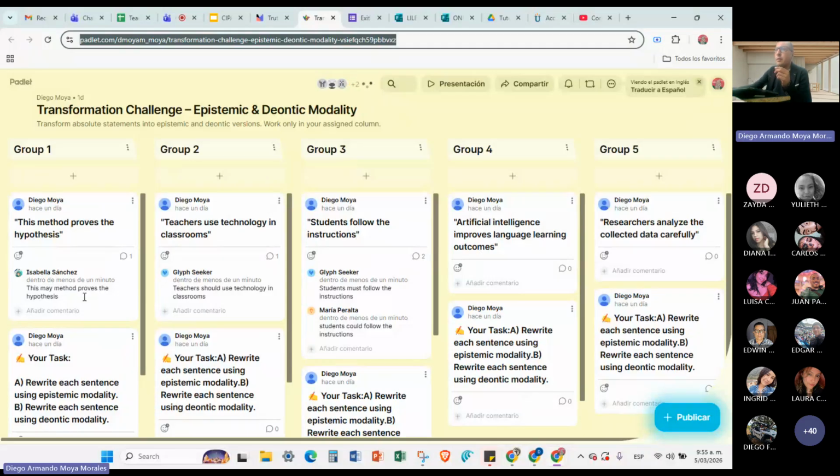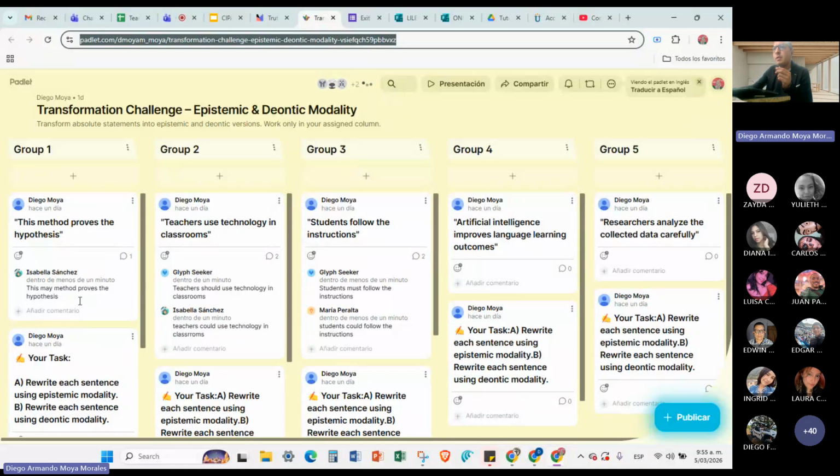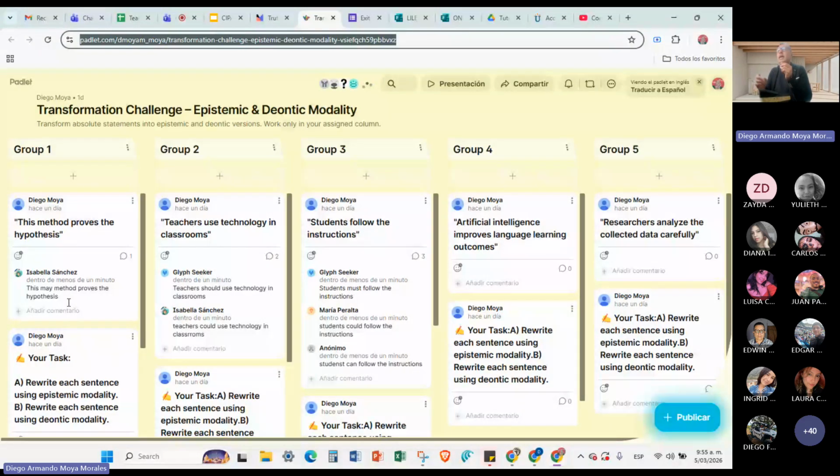Isabella, we have also here your answer. This main method proves the hypothesis. Isabella, pay attention, because remember that when you use a modal verb, first of all, you have the modal verb, and then you have the main verb, and you don't have to conjugate the verb. All right, pay attention to that. So in your case, Isabella, this method may prove, that is the correct answer.